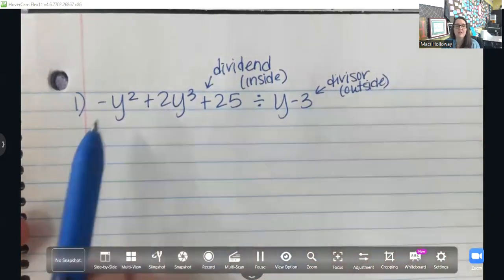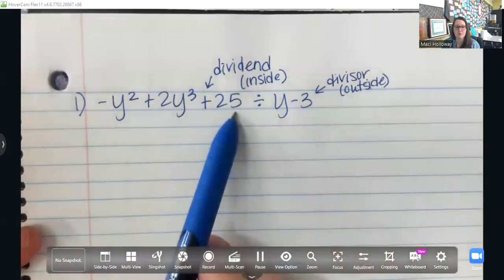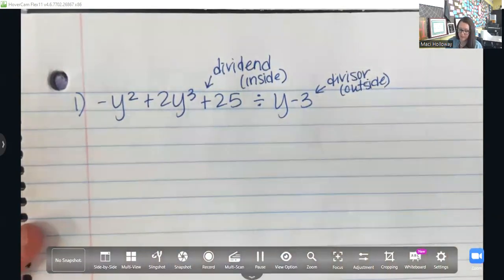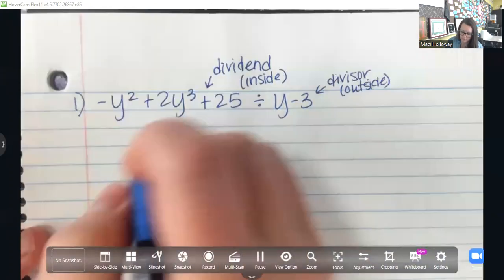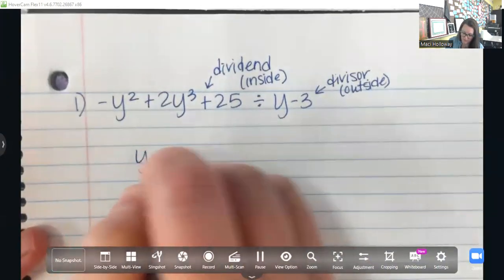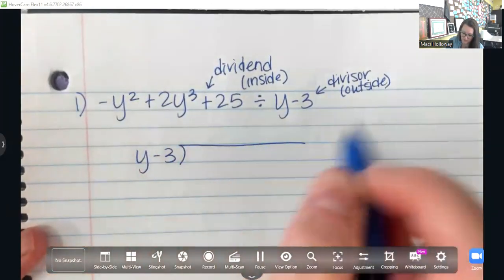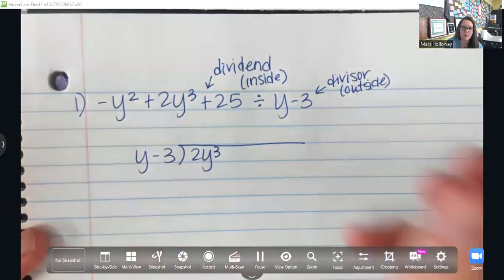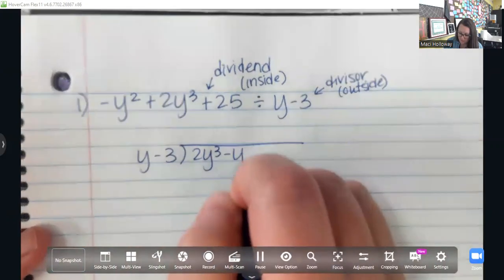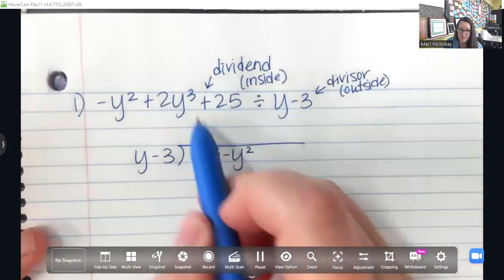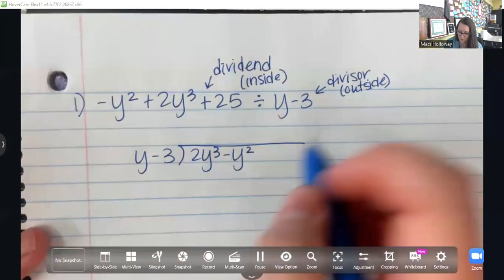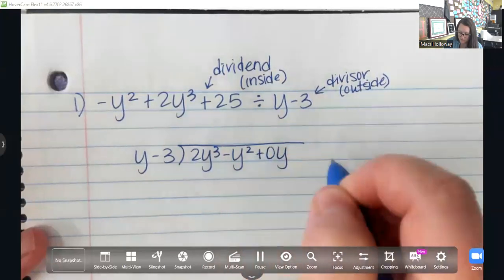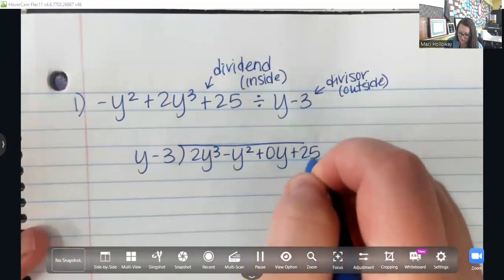Anyway, we also need to make sure to put this in standard form, with our degrees written in descending order. So I'm going to write this out, y minus 3, and then we have our dividend. My 2y cubed goes first, and then minus y squared. Notice I don't have a term of y, so I'm going to put plus 0y, and then 25.